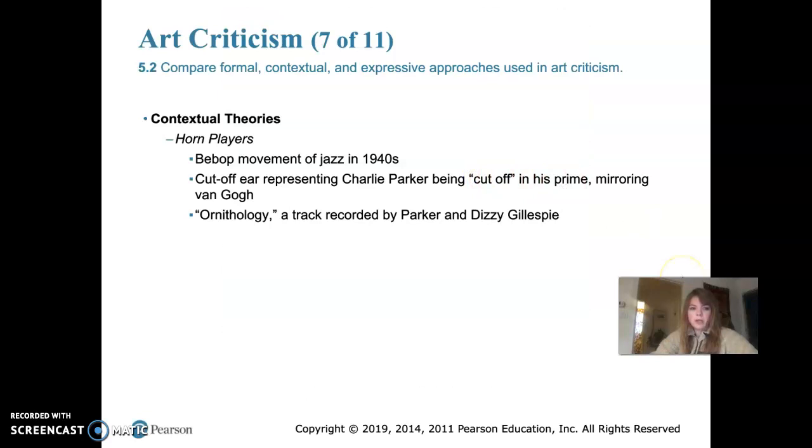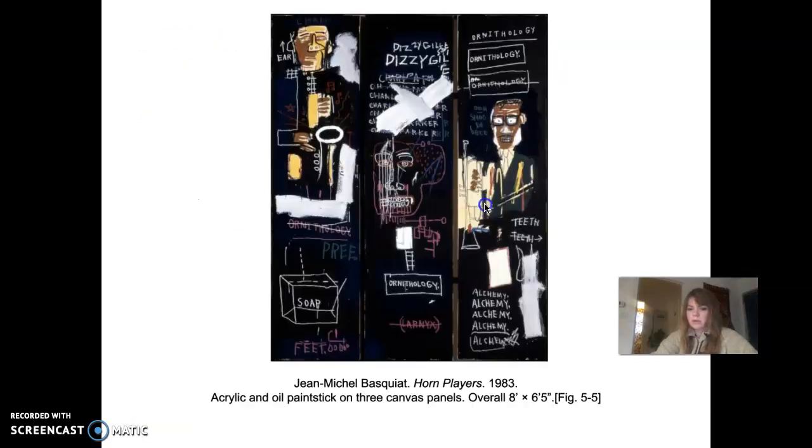So we'll look at Basquiat's horn players. We'll look at that through the contextual lens, basically. So, bebop movement of the 1940s. Charlie Parker is represented, and he was cut off in his prime, kind of mirroring Van Gogh. So we'll talk about that a little bit more in detail. Ornithology, a track recorded by Parker and Dizzy Gillespie, who are jazz musicians, Charlie Parker and Dizzy Gillespie. So we'll take a look at this through a contextual lens.